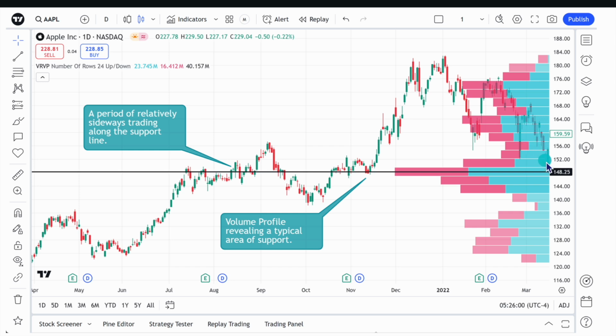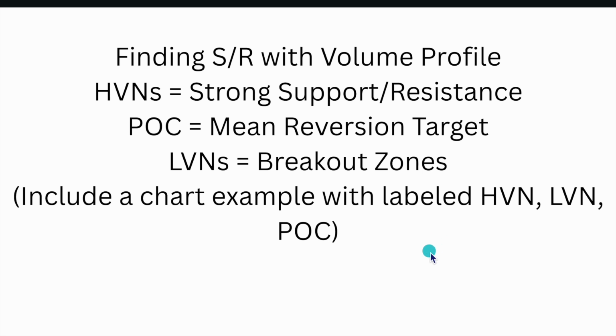So if you're looking currently in this chart, we're really close to that point of control. If it got down to the 148 again, there could be a good chance that it bounces up from there. Now how do you find the support and resistance? Those high volume nodes, again, are strong supports and resistance. The point of control is typically a mean reversion target. So if we're slightly above the point of control, it could mean revert into that point. And then those low volume nodes are the breakout zones.